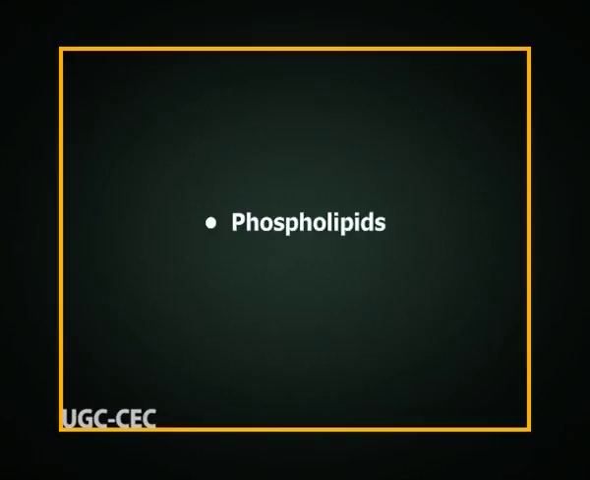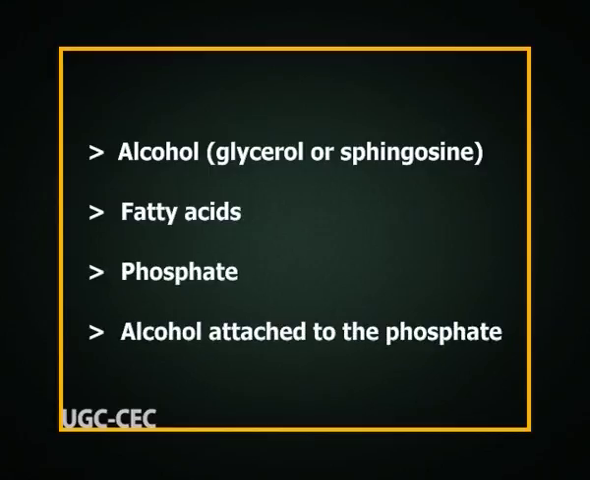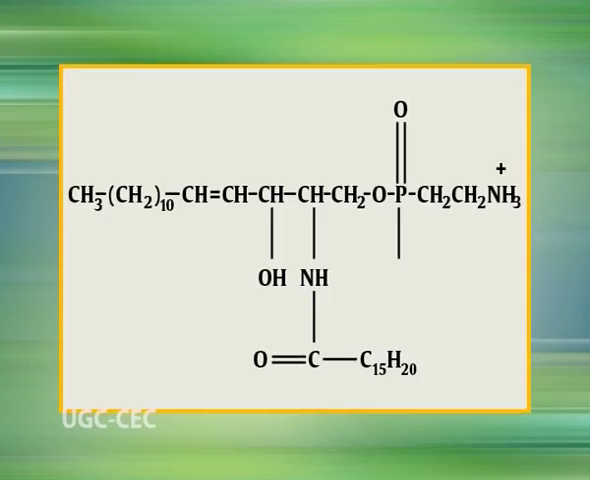Now, what are these phospholipids? Phospholipids are made up of four components: an alcohol, that's glycerol or sphingosine, fatty acids, phosphate, and an alcohol attached to the phosphate. The fatty acid components are hydrophobic, that's water hating, while the remainder of the molecule is hydrophilic, that's water loving. There are two types of phospholipids, glycerophospholipids and sphingophospholipids.